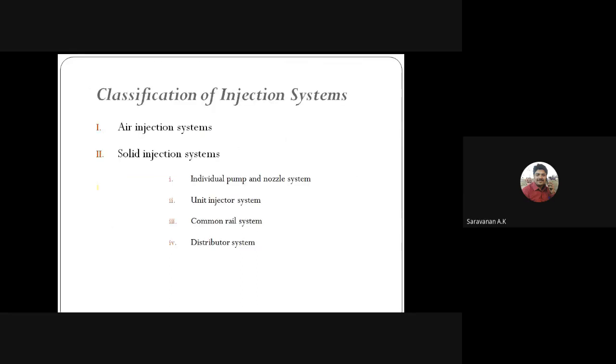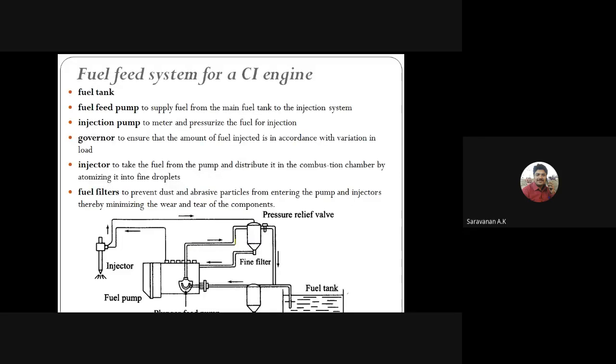The injection system is classified into two types: the air injection system and the solid injection system. The solid injection system has four sub-classifications: the individual pump with nozzle system, the unit injector system, the common rail injector system, and the distributor injection system. These are the basic setups of the fuel feed system.